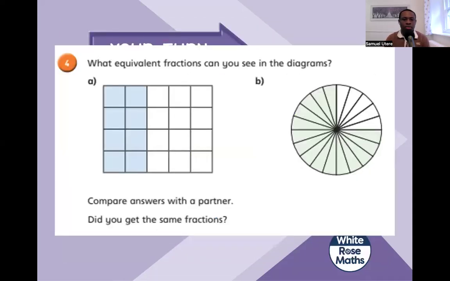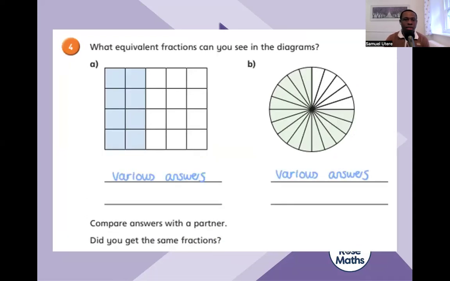Pause the video and answer question 4 in 2 minutes. Assuming you've paused the video and you've answered the questions, here are the answers. Here you were asked, what equivalent fractions can you see in the diagrams? There are various answers that we can see. So here we have 5 by 4, so that's 20 parts. How many parts are shaded? 2 by 4, so 8 out of 20. And then you have different answers that are equivalent to 8/20. You apply the same here.